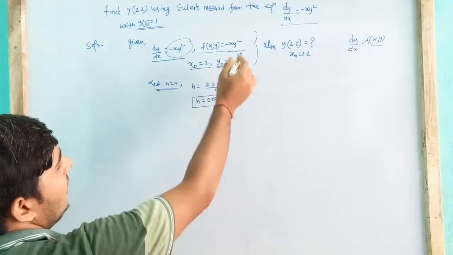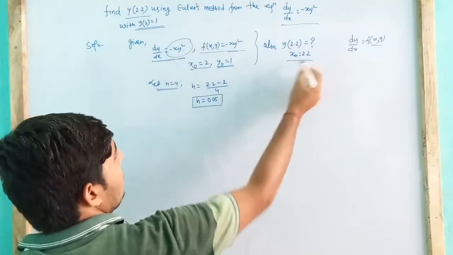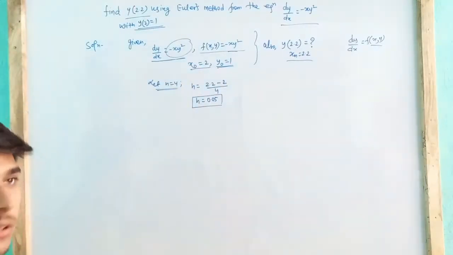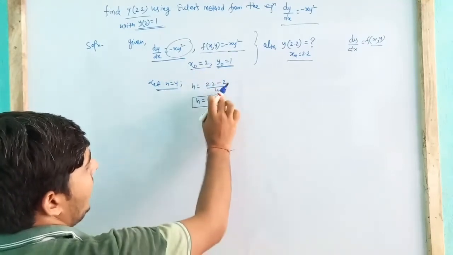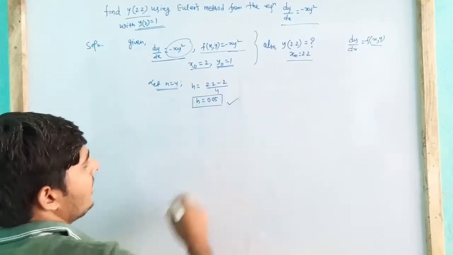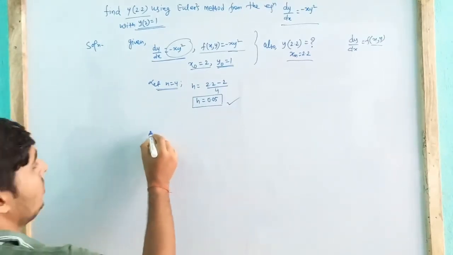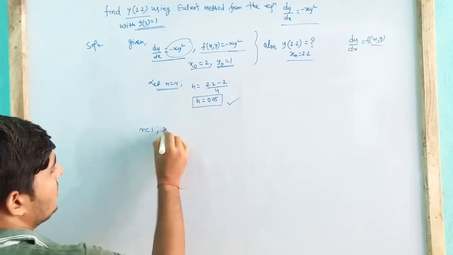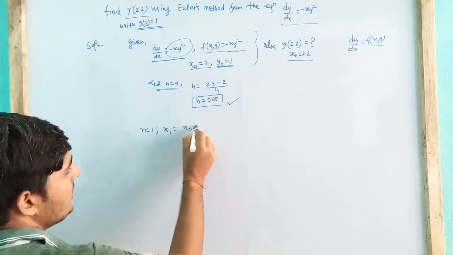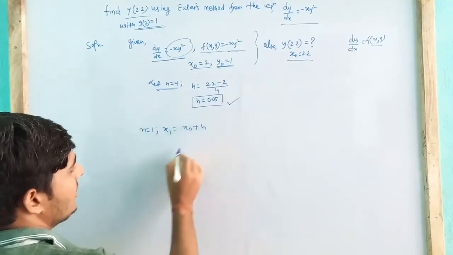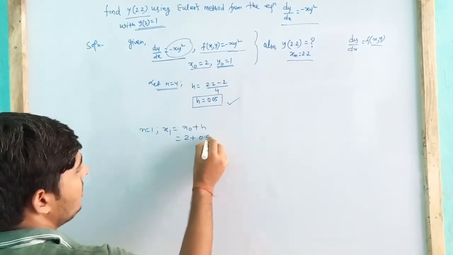So xn is 2.2, meaning y of xn we need to calculate. So xn is equal to 2.2 and x0 is 2, upon n, n is 4. So from here we get the value of h. And now the third step was to calculate for n is equal to 1, x1 is equal to what? x0 plus nh, n is 1, so it is h. So x0 is 2 plus 0.05.